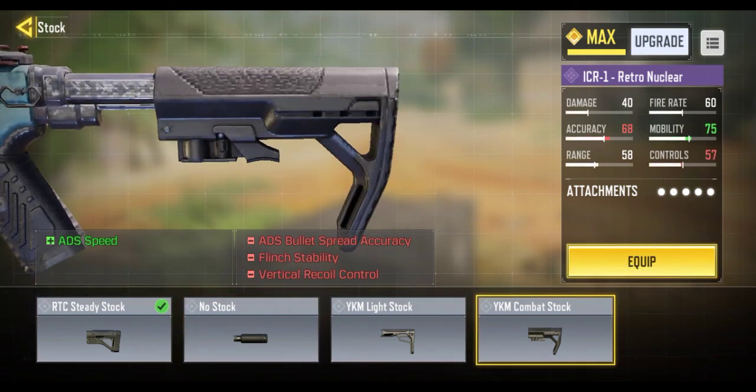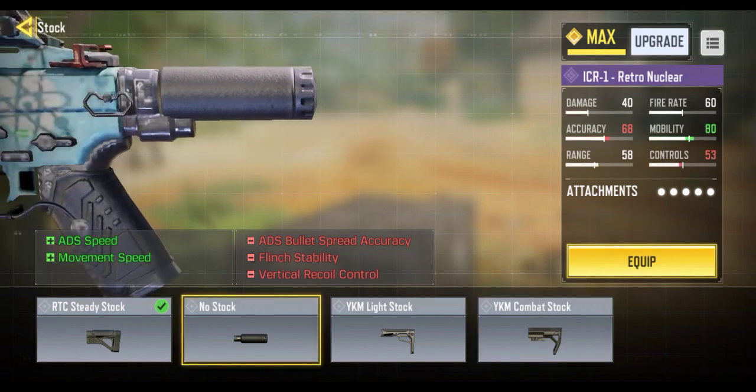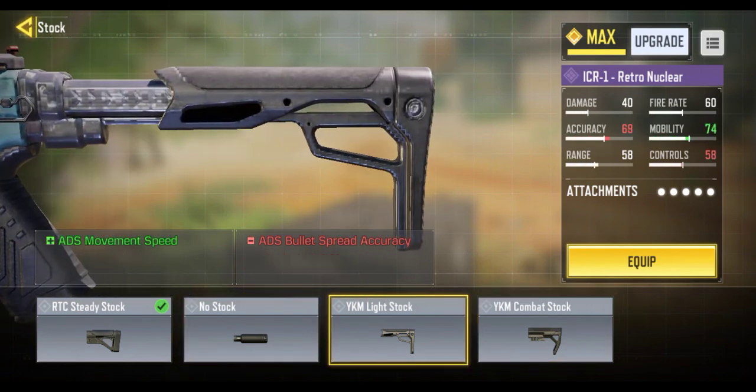ADS speed will increase, but don't take this if you are a slide gamer, meaning you slide and then shoot. Slide happens only during fast running movement. I will tell you why I am saying that. So those players who need higher ADS speed can take this, no problem. Or take this, which will be better than this.